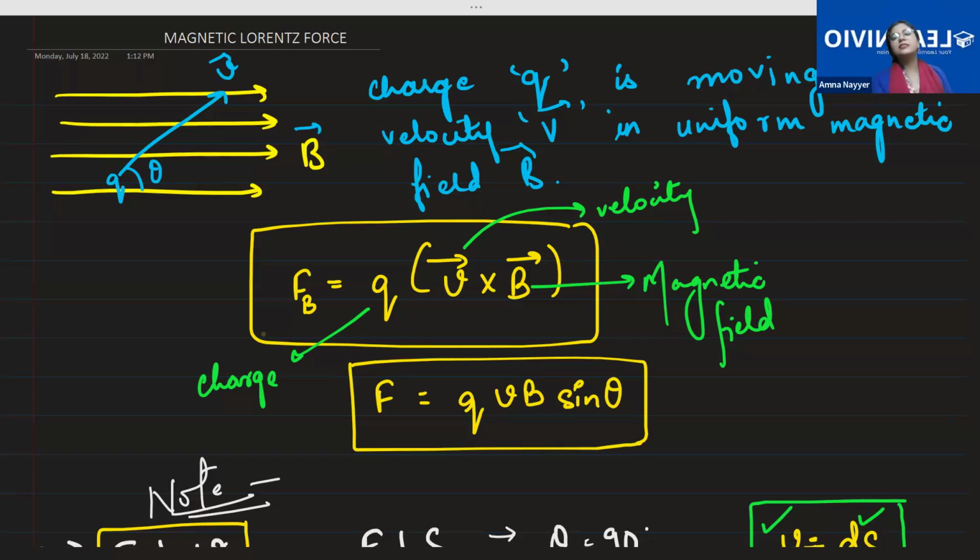We must have discussed this. Till kinetic energy, I think we have already done. Four cases we were doing. qv cross B was the formula of the magnetic force. Now, just tell me, first case we have done. What was the first case? Let's just revise what we have completed.